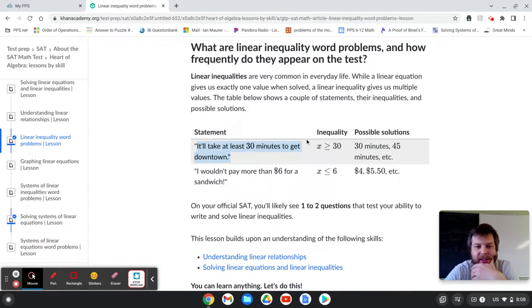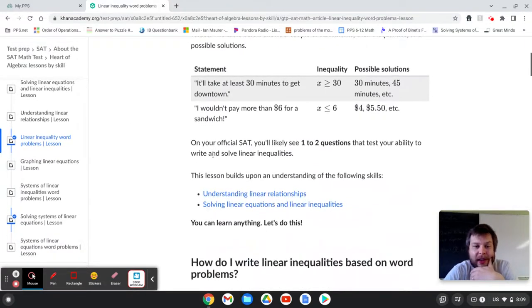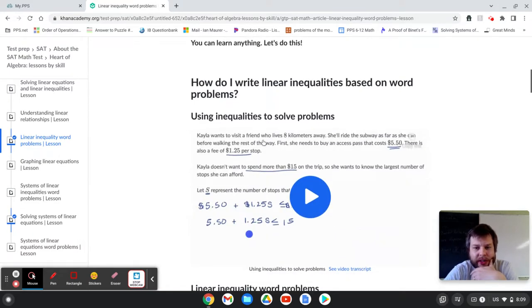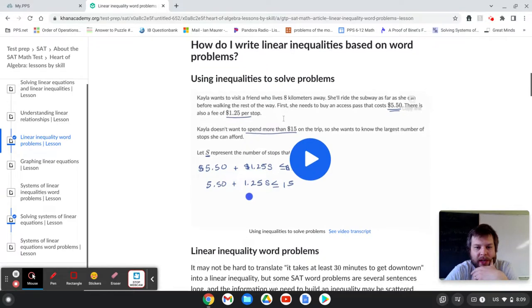It'll take at least 30 minutes, writing it as an inequality. And like I asked you to do many times, giving you example solutions. I wouldn't pay more than $6 for a sandwich. Giving you some examples of $4 or $5.50. And you'll see here, actually, this is coming from their SAT practice. So it's not just for my class that I'm asking you to work on these. You will also use this when you take an SAT. You can watch a video. You can see here there's a little bit of an example word problem talking about riding the subway and walking. And you could just change that problem slightly for your own project.